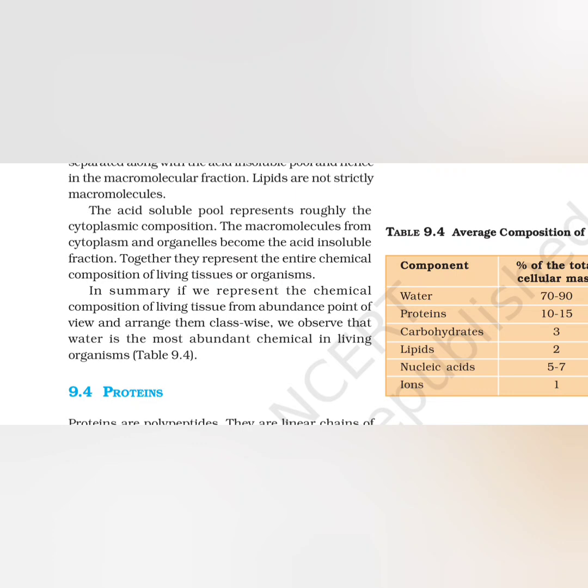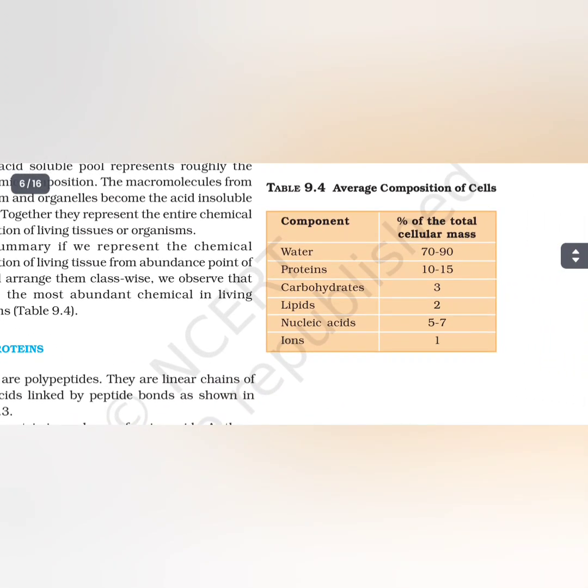In summary, if we represent the chemical composition of living tissue from the abundance point of view and arrange them class-wise, we observe that water is the most abundant chemical in living organisms. Average composition of cell components: water 70 to 90%, proteins 10 to 15%, carbohydrates 3%, lipids 2%, nucleic acid 5 to 7%, ions 1%.